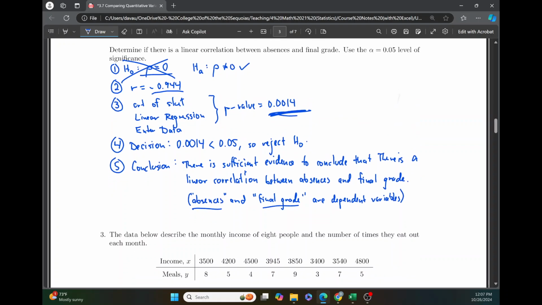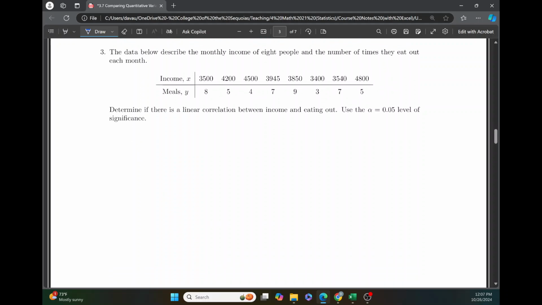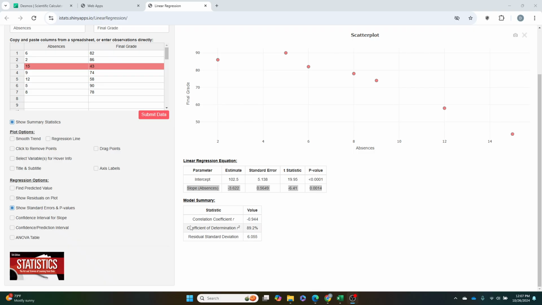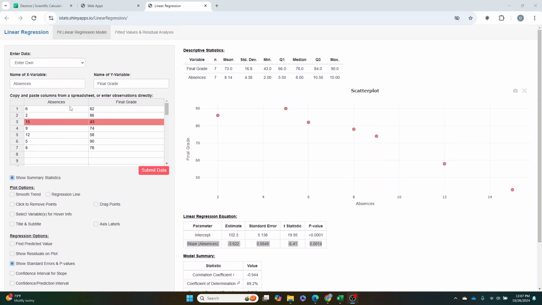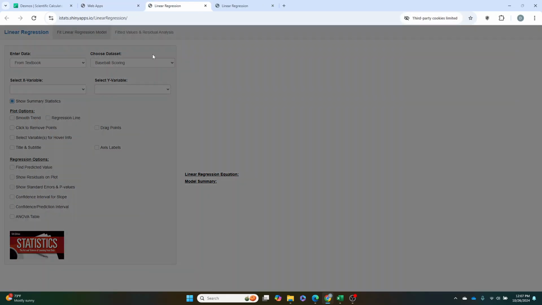Let's do another one. Okay, you can go ahead and pause the video and run this one yourself. It says the data below describe the monthly income of 8 people and the number of times they eat out each month. Determine if there's a linear correlation between income and eating out. Use the 0.05 level of significance. Okay, let's head over to Art of Stat to run this. Let me grab a new linear correlation or linear regression.